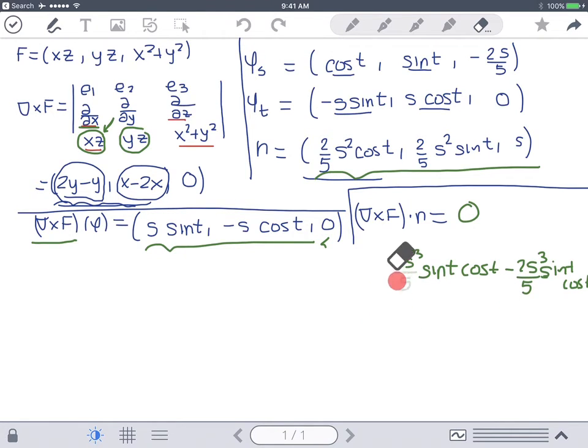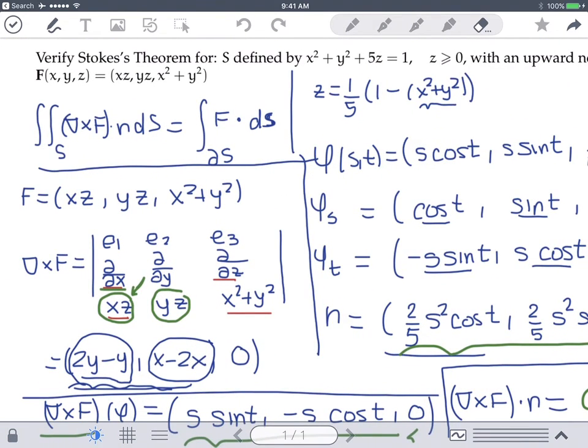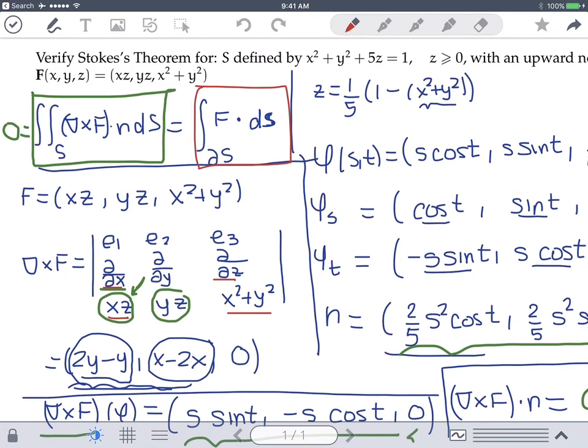So that means that this side of the integral that I wanted to find is 0. Let's find this other side and see that it should also be 0, right? Let's find out. So let's do that one down here.